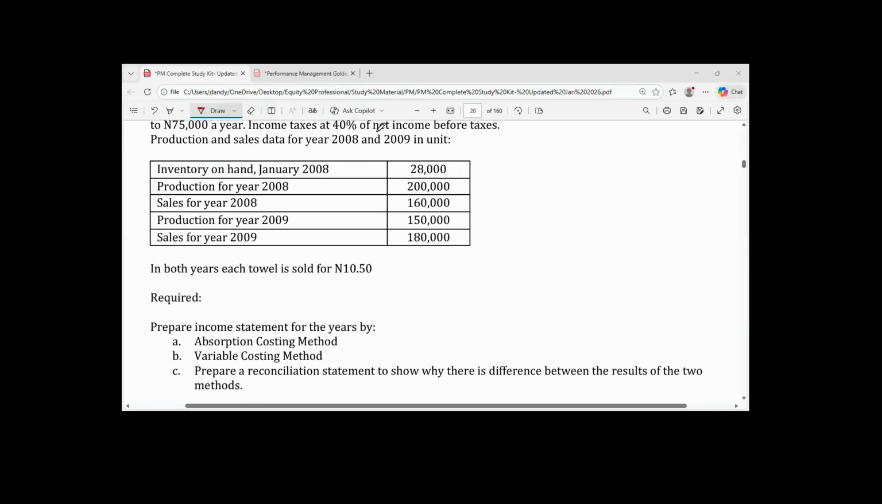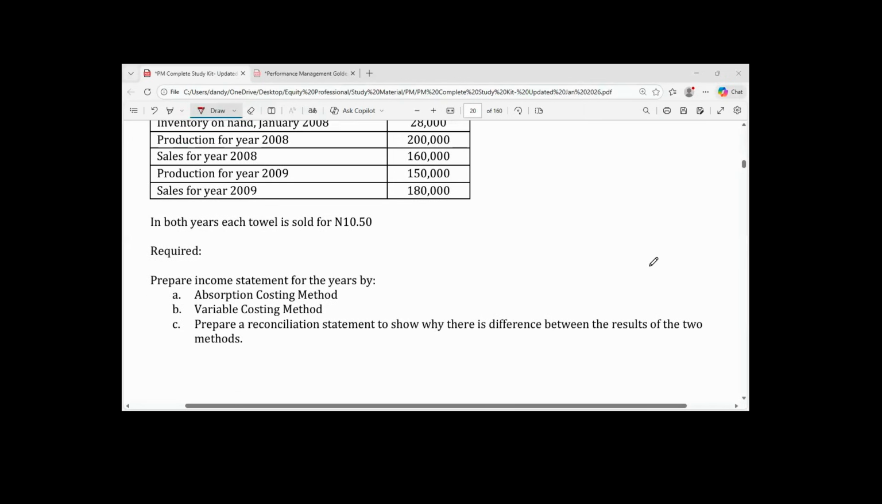Thank you very much. Okay, so that is the question. The examiner wants you to prepare income statements using ACM and VCM. Variable costing method is the same thing as marginal costing. And then you should also prepare a reconciliation statement. Within the next 30 minutes, let's quickly solve this question.